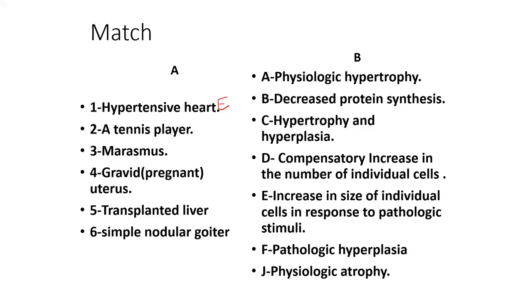Marasmus, very good. Marasmus is a kind of atrophy. Which kind of atrophy? Physiologic or pathologic? This is pathologic atrophy, and in pathologic atrophy, you have what? You have a decrease in size due to a decrease in the size of the individual cells. What is the mechanism? Decreased protein synthesis, so marasmus matches with B, because I have decreased protein synthesis inside the individual fibers.